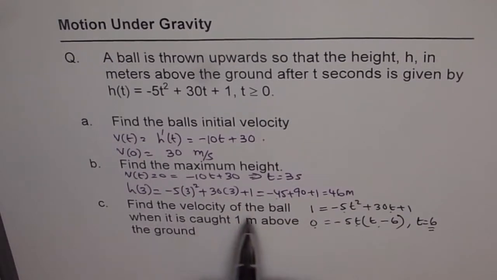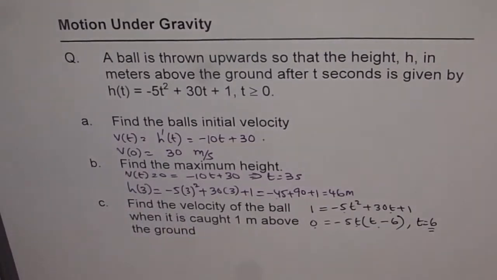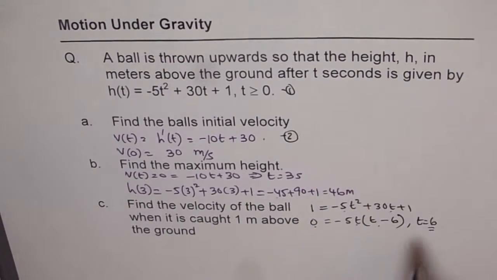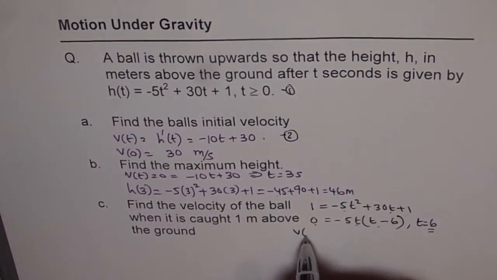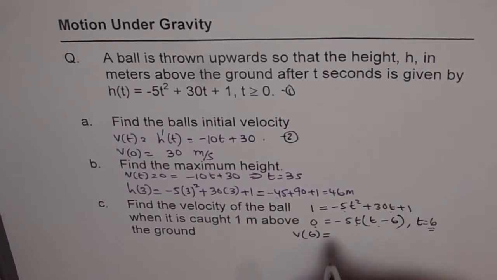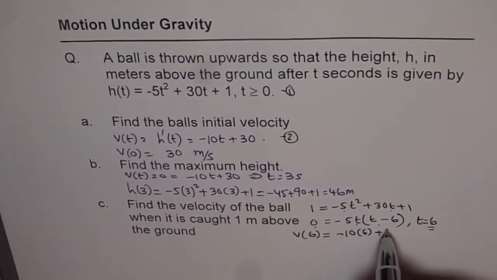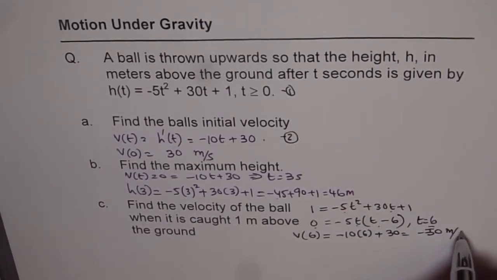Now we need to find the velocity when it is caught. Let me number this as equation 1, and the velocity equation as equation 2. We substitute into equation 2: velocity at t equals 6 is -10 times 6 plus 30, which gives -30 meters per second. The minus 30 indicates that the body is moving downwards, correct?